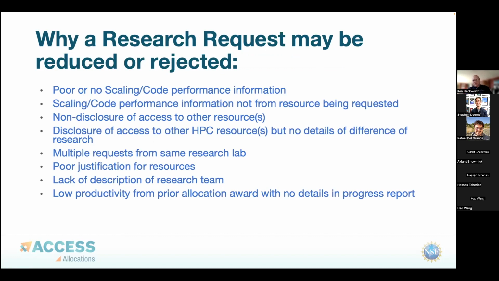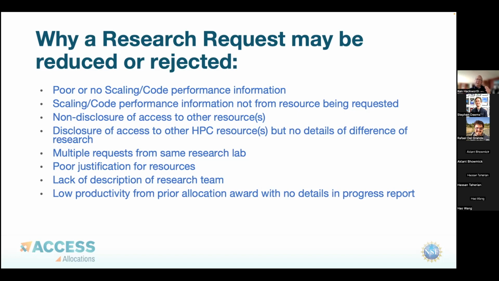So this is a good question. I've tried to touch on this. Why are research requests maybe reduced or rejected? I stressed the code performance and scaling. Some people just don't put something in there. They put, oh, this code runs great. That's not going to fly. Or it's not the right resource. So I use that example of, oh, they've done all their testing on a K20 at their local site, and that's the performance information they showed in the document. That's not going to work.